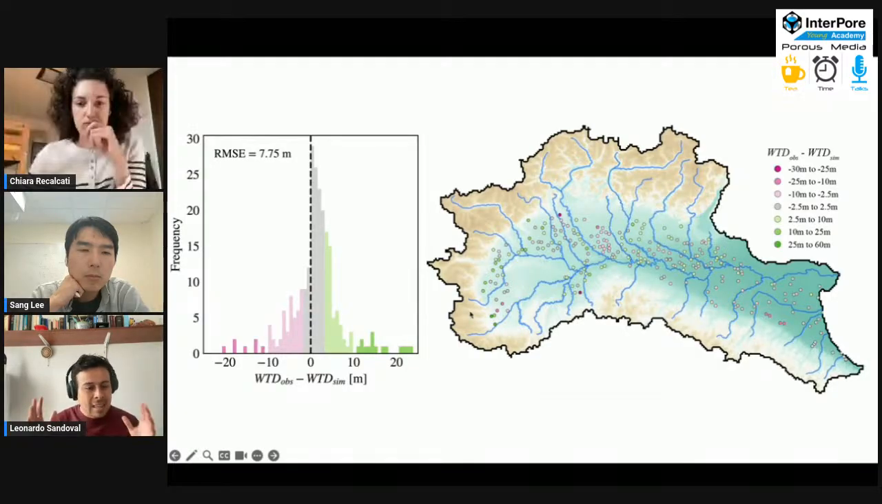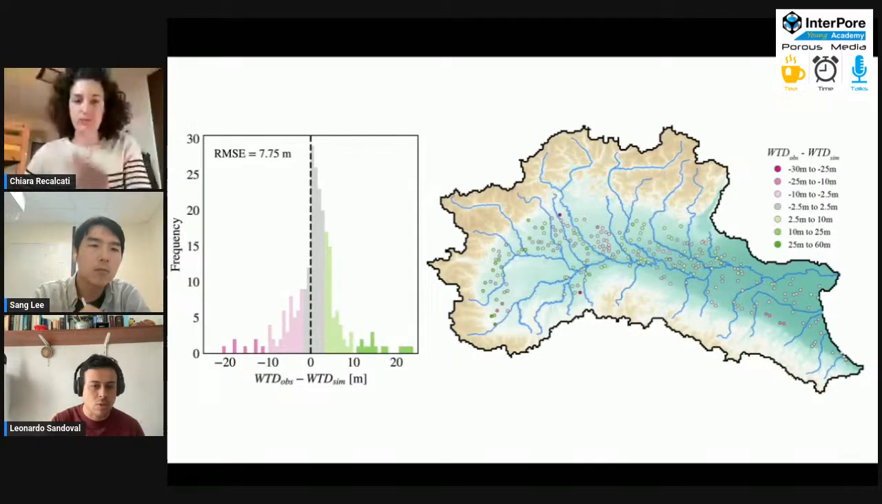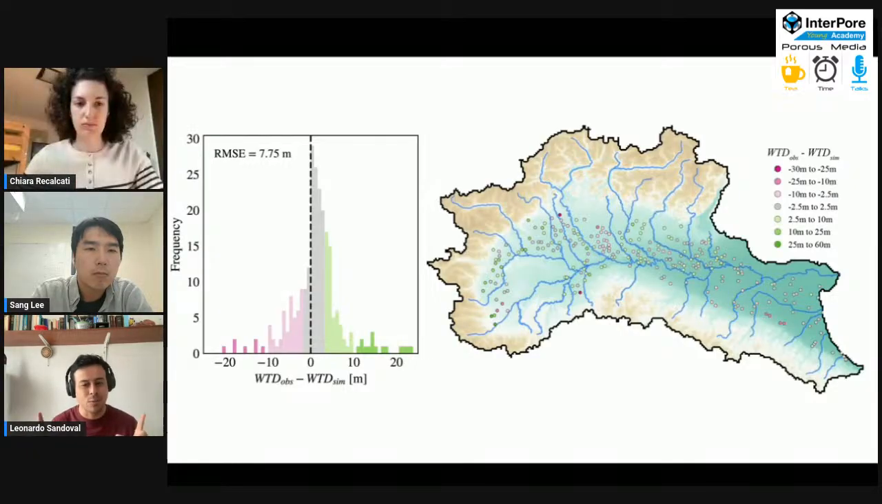More or less 90% of the errors are smaller than 10 meters, and 50% of the errors are smaller than 2.5 meters. And you may be wondering, well, 2.5 meters is a lot, and I will agree, 2.5 meters is a lot. But considering the scale and the spatial resolution of the system, which was using cells of 2 kilometers by 2 kilometers, errors of 2.5 meters are actually acceptable.